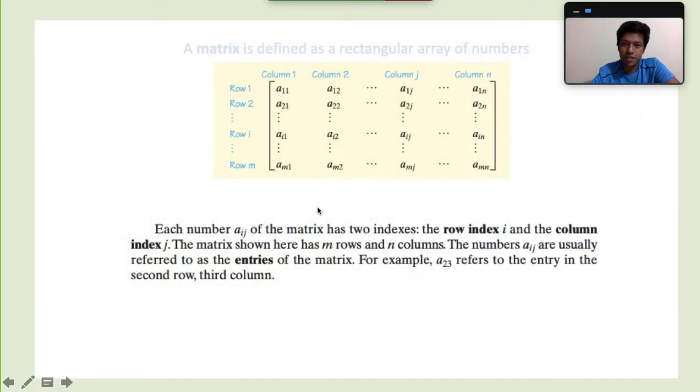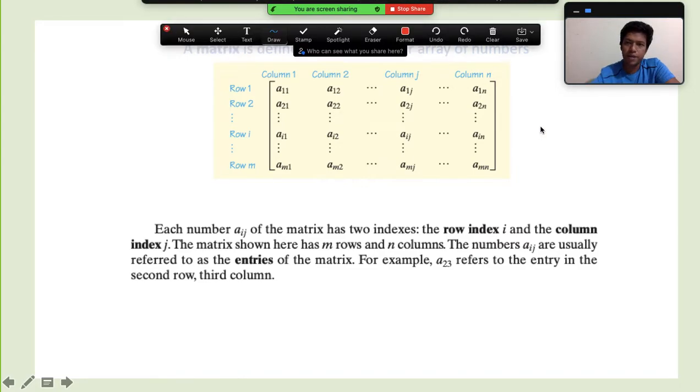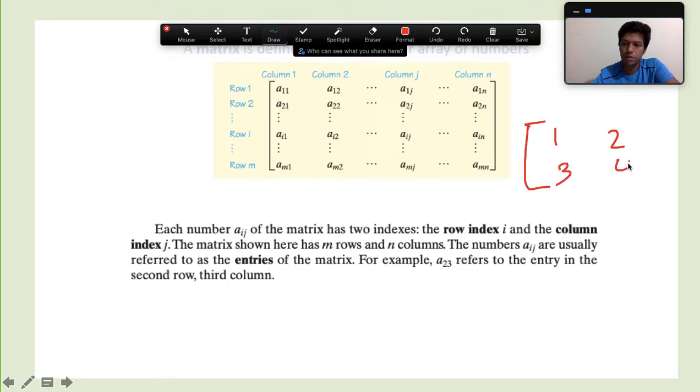So let's look at what a matrix is. The definition of a matrix is very simple actually. It is just a table of numbers. So you can say that very simply, if we just write some numbers like 1, 2, 3, 4, basically this is a matrix. Just a representation or table of numbers.